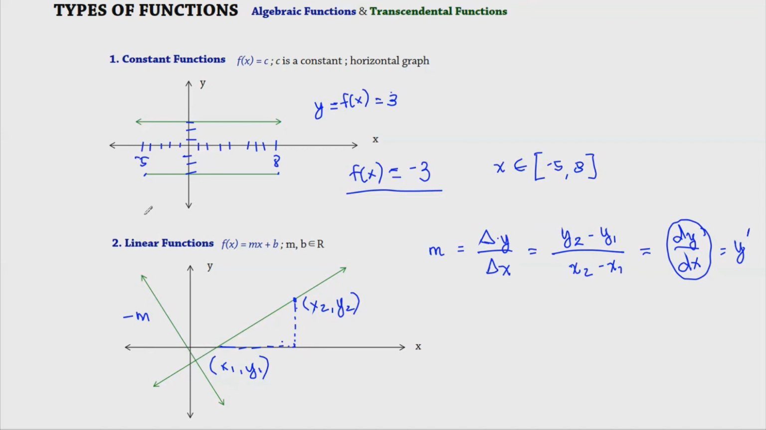And let me just remind you that if the slope is 0, we will obtain a constant function. And then if the slope is undefined, then we will get a vertical line. Okay? And of course, that's not a linear function anymore.